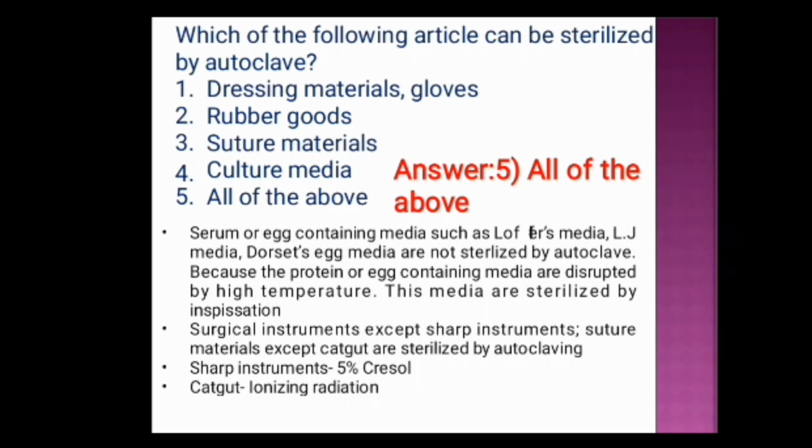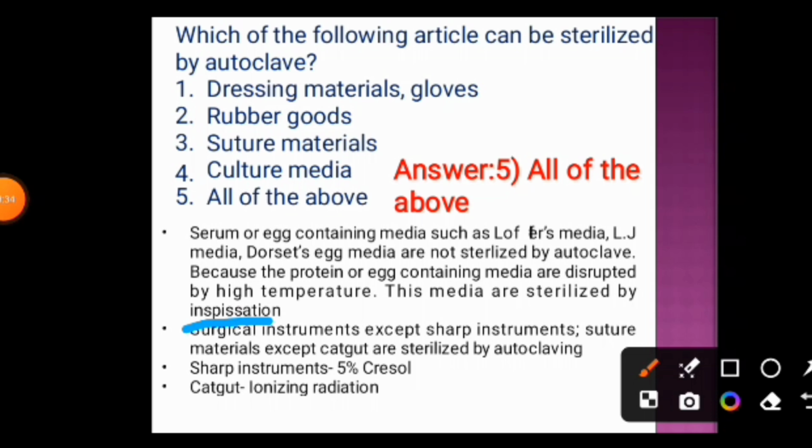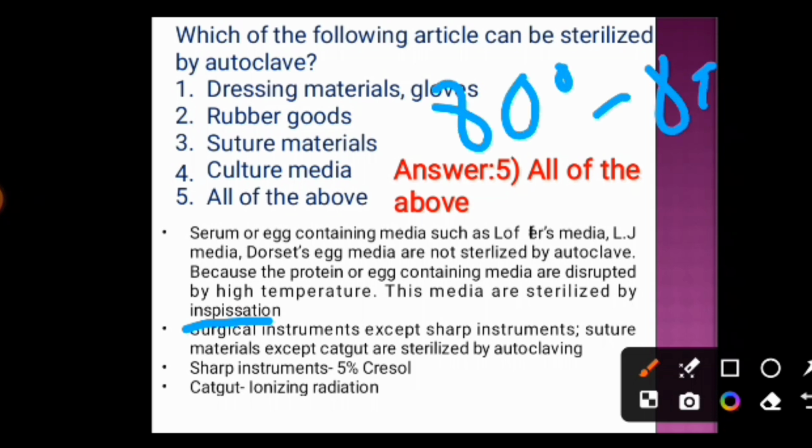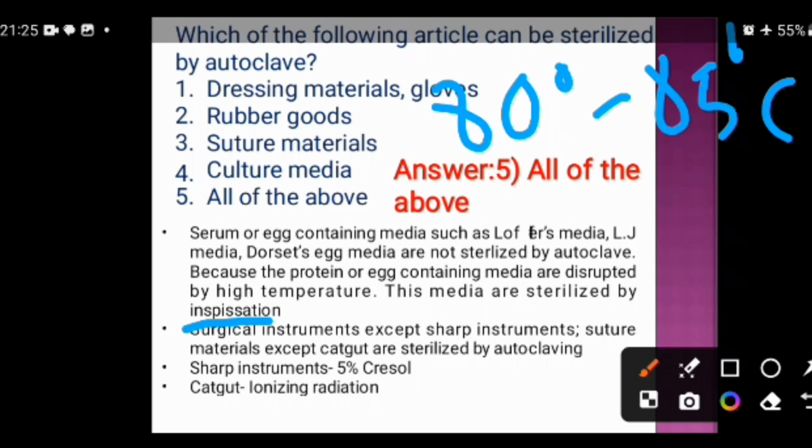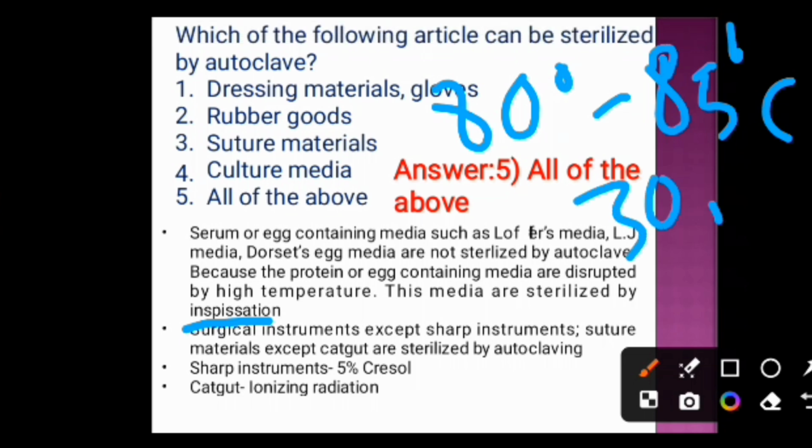That's why, as the high temperature disrupts the protein, the protein or egg containing media are not sterilized in an autoclave. These protein or egg containing media are sterilized by inspissation, where the temperature is 80 to 85 degrees centigrade and the time is 30 minutes.